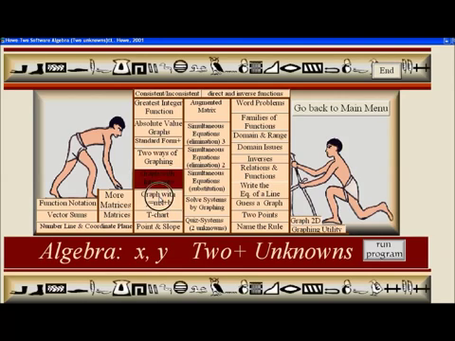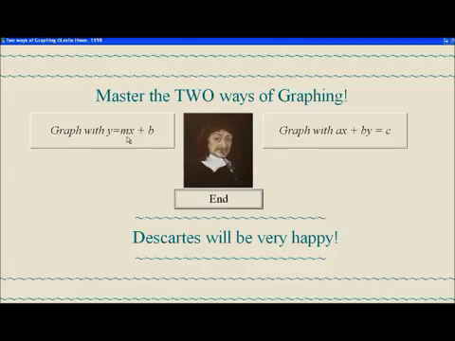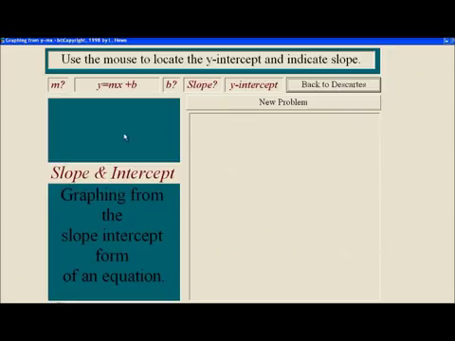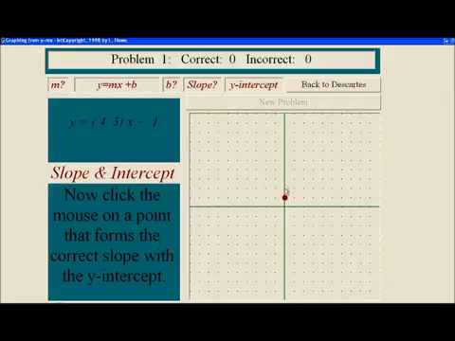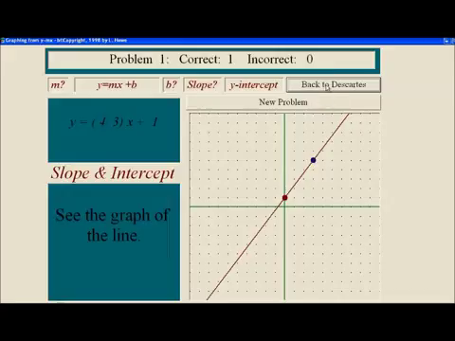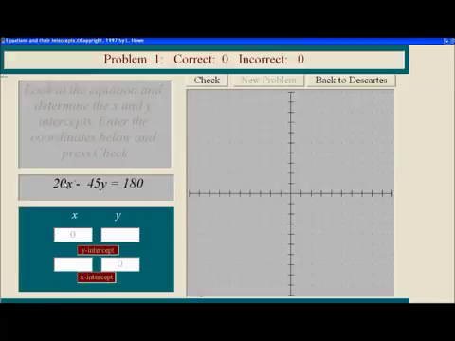Work on those, and then one of my teachers that came to the lab said, why don't you bundle these 2 things together? So after you get good at both of these, you're ready for 2 ways of graphing, which is these 2 programs combined. We're not going to do a separate program on that. Let's look at that. Here you can graph with y equals mx plus b. Y-intercept that, 1, 2, 3, 4, 1, 2, 3. Graph like that. Go back to Descartes, graph one like this.